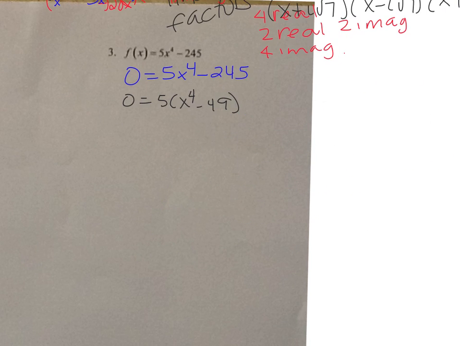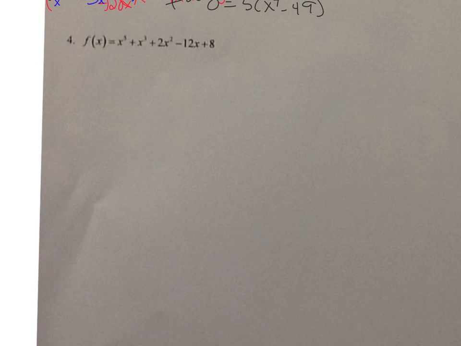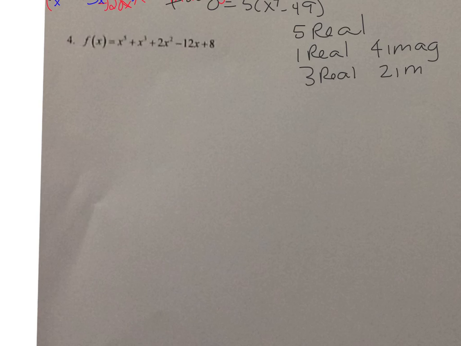Okay, so let's try the last one. All right, so I have f of x is equal to x to the 5th plus x to the 3rd plus 2x squared minus 12x plus 8. So let's write down, I could have 5 real. I could have 1 real, 4 imaginary. Remember, imaginary has to be in groups of 2. 3 real and 2 imaginary. Okay, and I cannot have 5 imaginary. Remember, they have to be groups of 2.